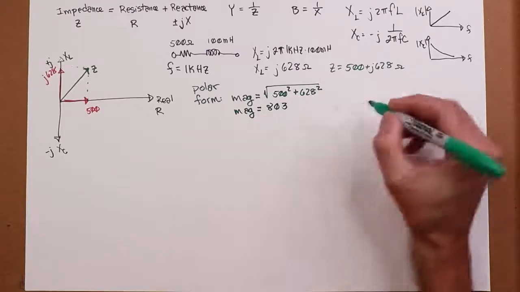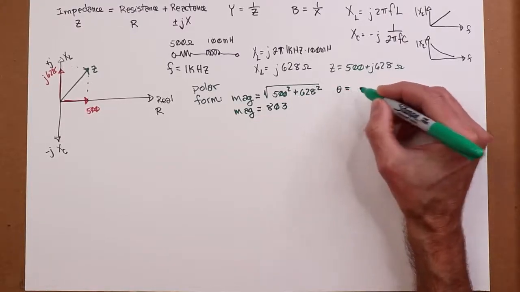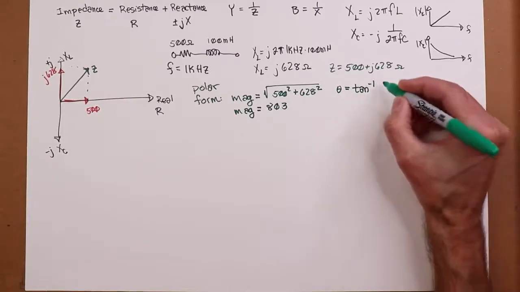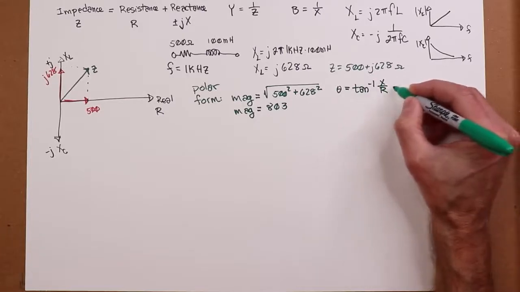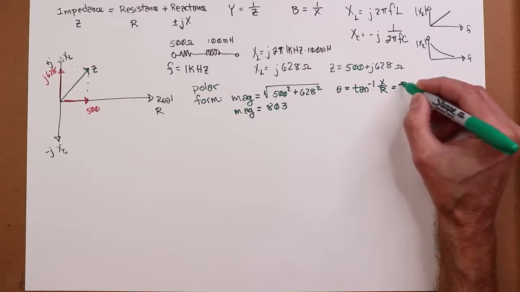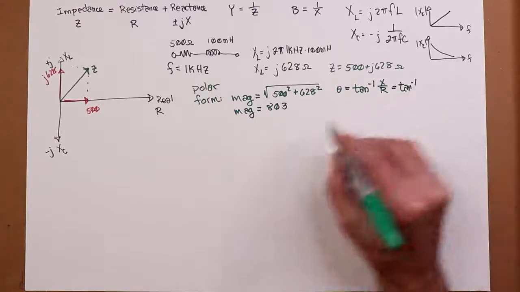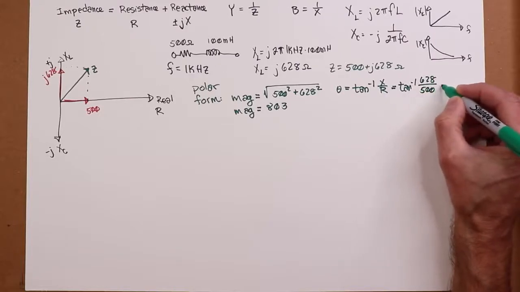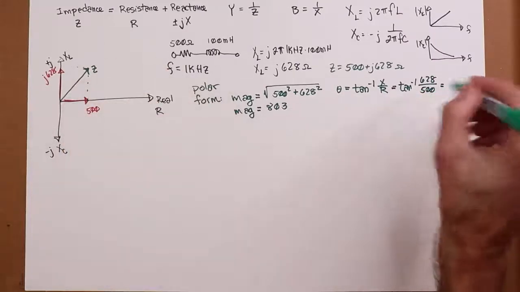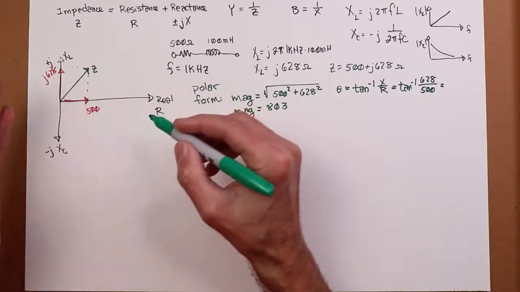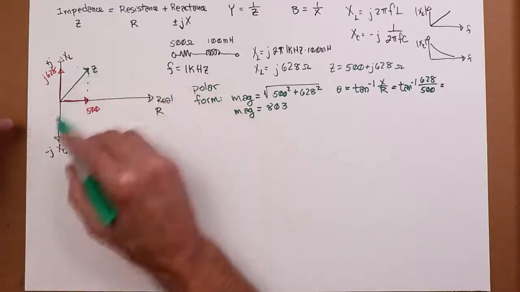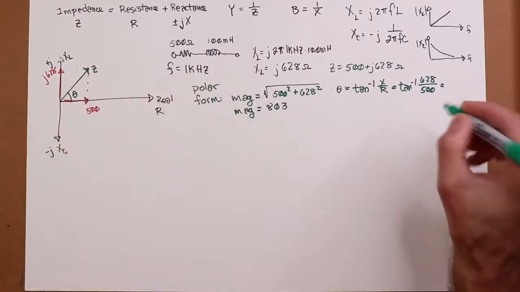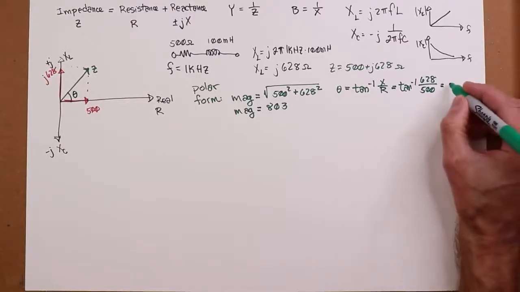And then to get the angle, theta is simply the arctan of x over r, opposite over adjacent. So that will work out too. Let's see, what's my x? 628 over 500. Now, just looking at that, without even putting it in your calculator, you can see that's going to be a little bit more than 45 degrees, right? If it was 500, 500, it'd be exactly 45. So it's going to be a little bit more than that. In fact, it turns out to be 51.5 degrees.